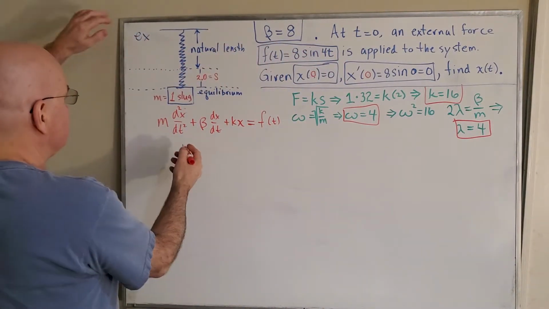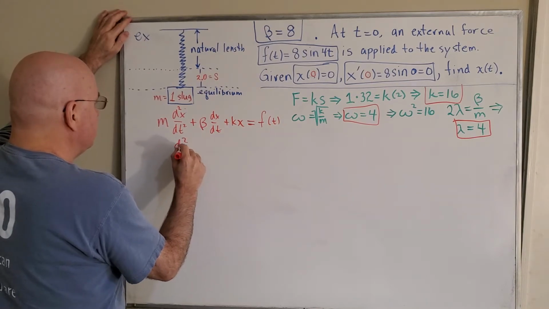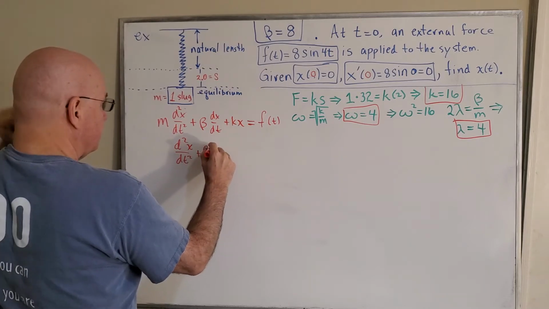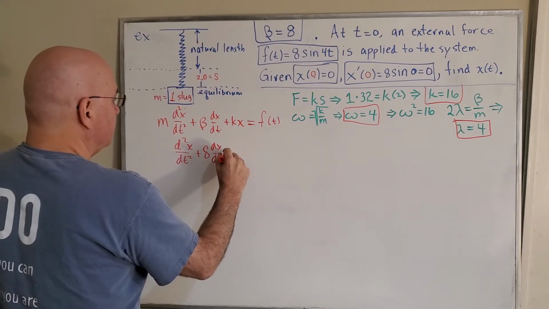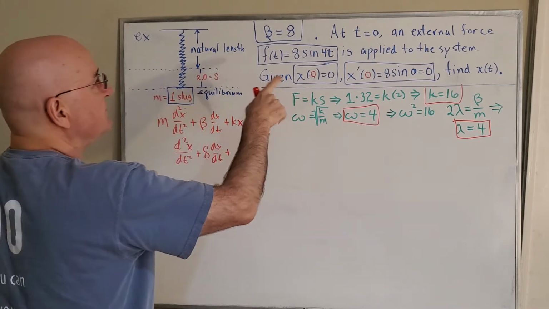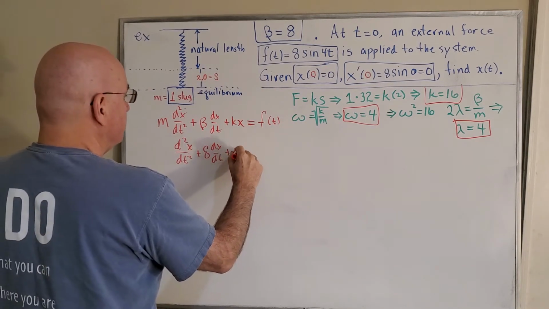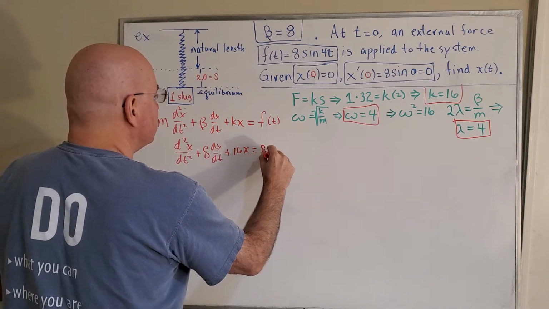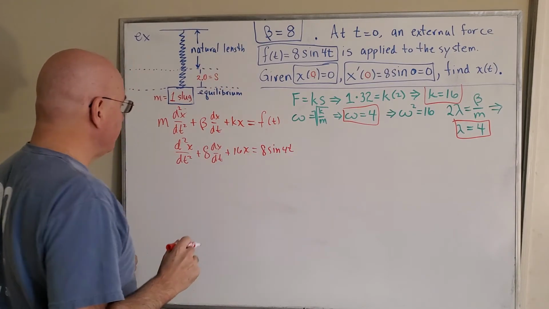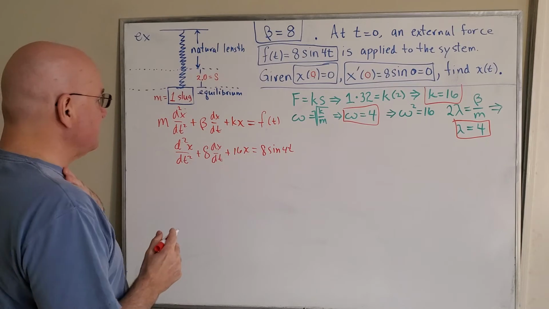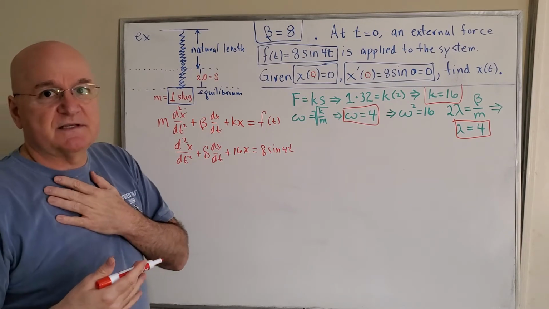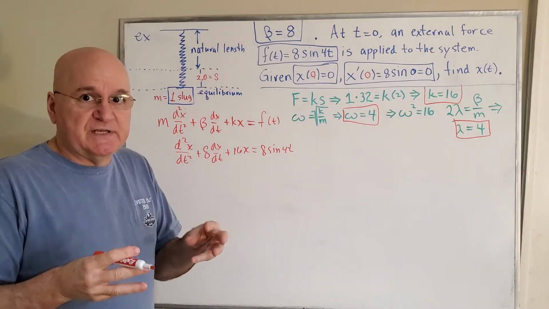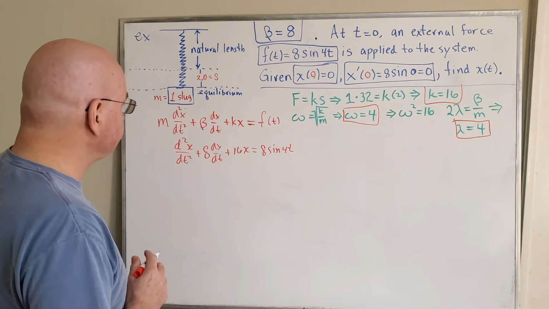So that would give us d squared x dt squared plus beta, which is 8, plus the spring constant, what was it, 2? Oh, 16, equals 8 sine 4t. Okay, this is a different type of example for us since it's not homogeneous. We now need to get the homogeneous portion and then a particular solution.